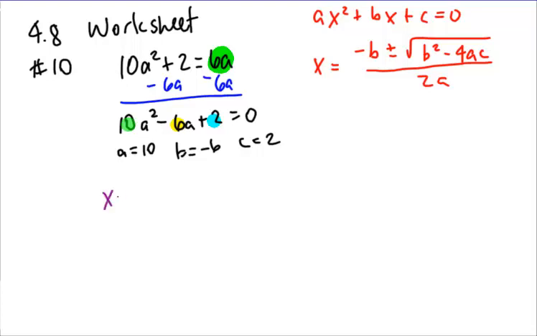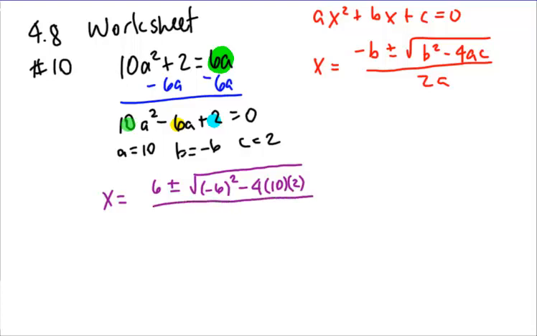So x equals the opposite of b plus or minus the square root of b squared. Now, listen to me. Anytime you do b squared, please put it into parentheses. Because when you punch it into your calculator, if you don't put it into parentheses, you'll make a mistake. So, negative 6 squared minus 4 times a times c, all over 2 times a. And in this case, that's going to be 2 times 10. Okay? Now do your math.